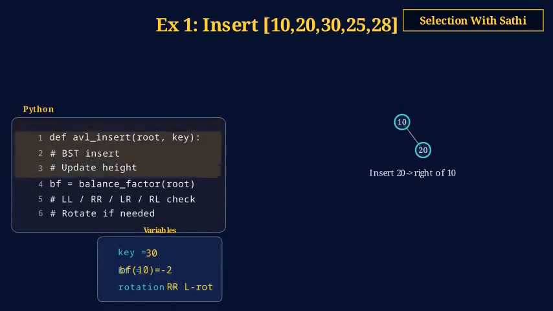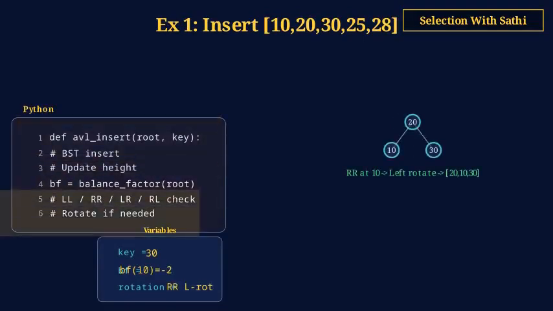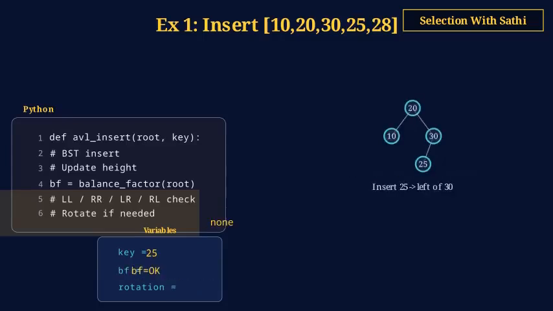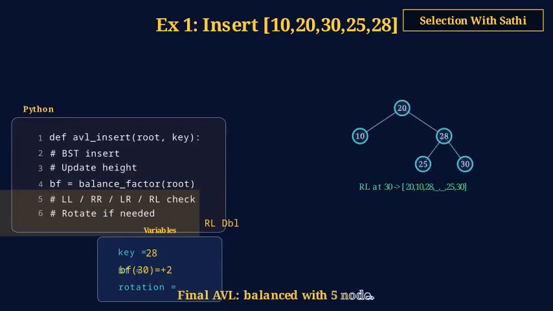Insert 30, it becomes the root. Balance factor is 0. Insert 20, goes left of 30. BF of 30 is plus 1. Still balanced. Insert 10, goes left of 20.